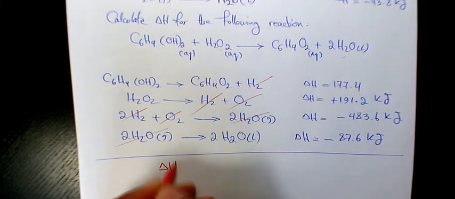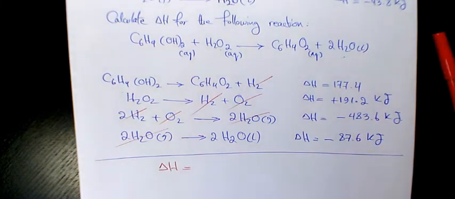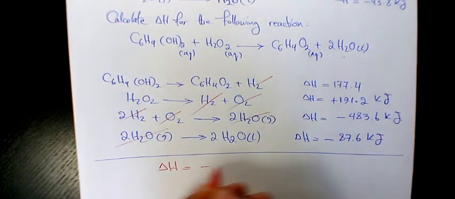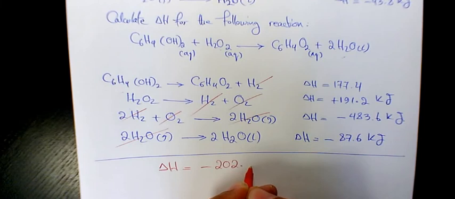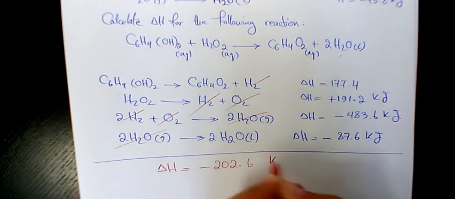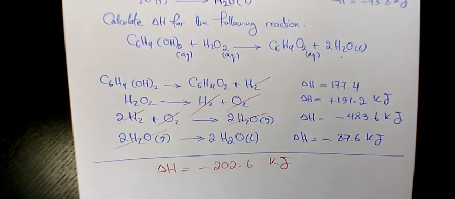So we need to add them all. It's going to be 177.4 plus 191.2, minus 483.6, minus 87.6, which is going to be negative 202.6 kilojoule. That's the answer. That's the enthalpy change of the reaction.